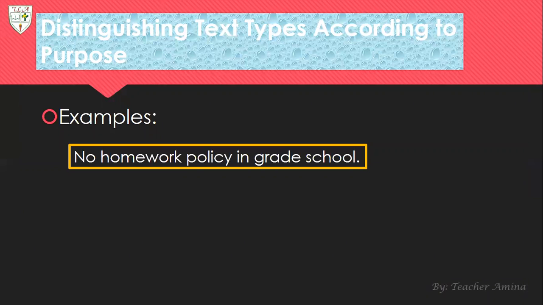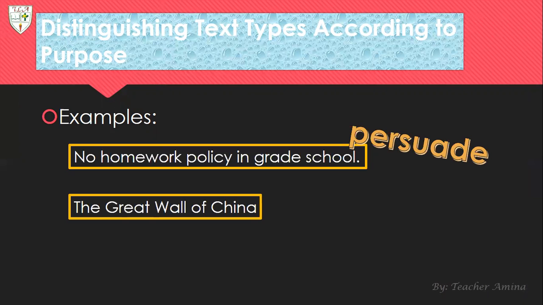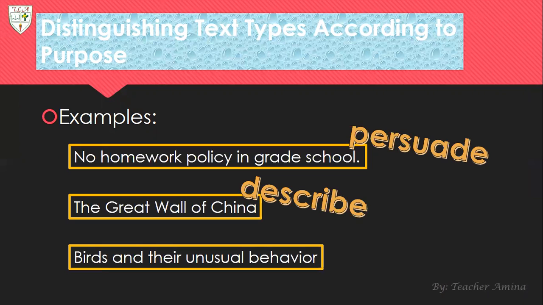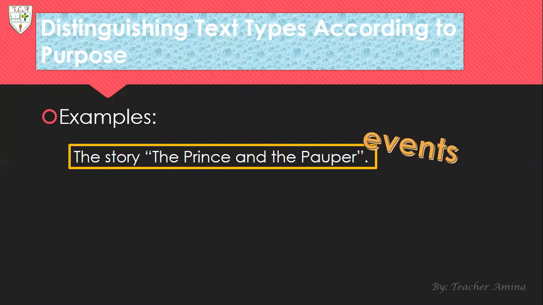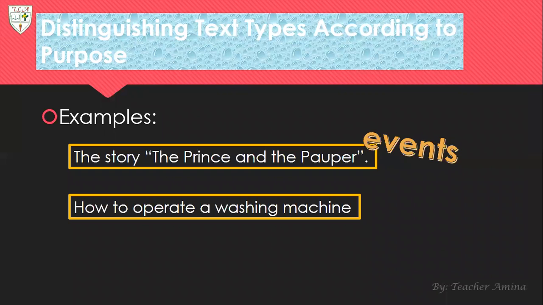So examples, no homework policy in grade school. This is an example of a persuade purpose. The Great Wall of China. This is an example of to describe. Birds and their unusual behavior. This is an example of information. The story, The Prince and the Pauper. This is an example of events. How to operate a washing machine. This is an example of to explain. Explain how to use it.